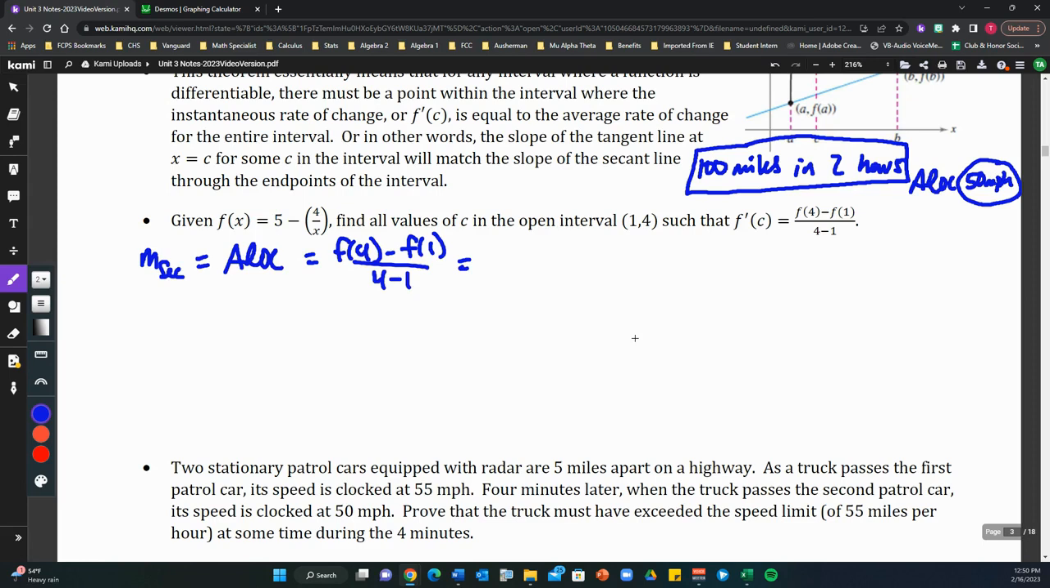So f of 4, if I plug 4 in, I get 5 minus 4 over 4. So 5 minus 1 is 4. Minus, if I plug 1 in, I get 5 minus 4 over 1, which is 5 minus 4, so 1. And then over 4 minus 1, so that just comes out to be 1.